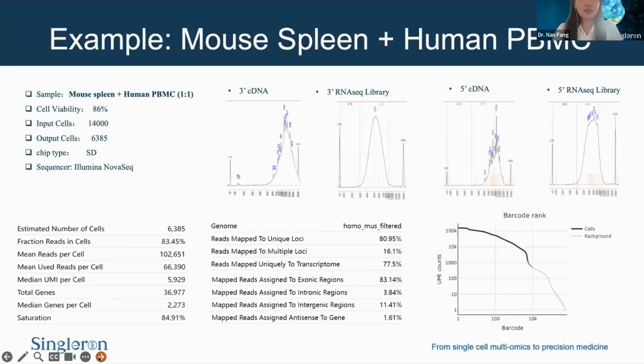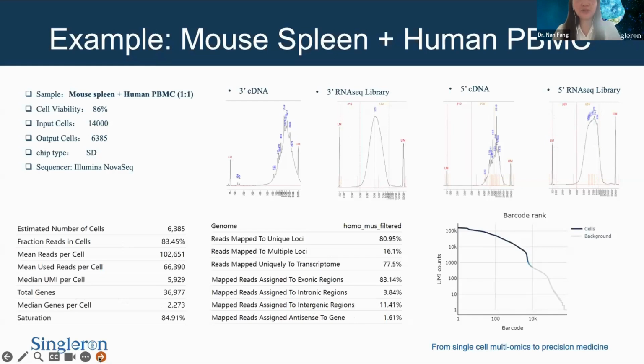And here is one example where we combined the mouse spleen cells and human PBMCs from both spleen and PBMC. Those are mostly immune cells. As you might know, they have relatively less RNA to start with, so they have relatively low RNA contents. And in this case, we sequenced just maybe as one note for MobiuSCOPE.